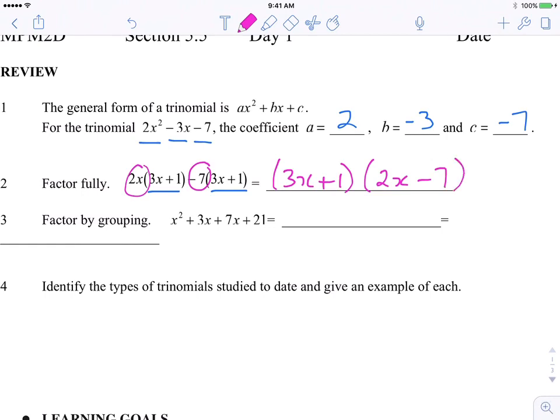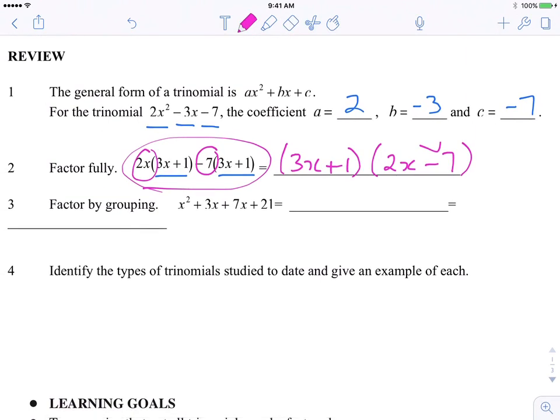And of course, if you FOIL and you distribute, however you like to think about it, you will end up with this exact same answer. If you expand either of those, you'll end up with the exact same quadratic in standard form. I'm just going to erase these arrows here so that I can have room in the next line. Factor by grouping.